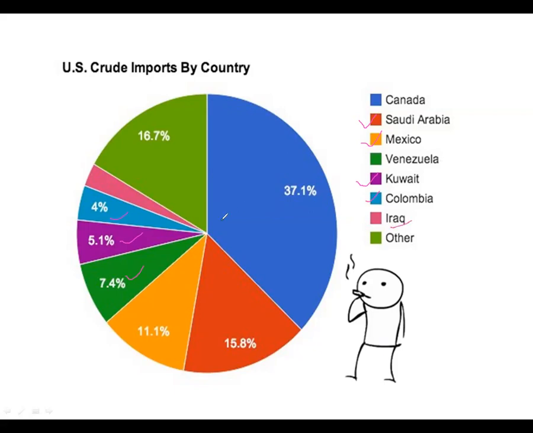Iraq has no exact figure. And then the other countries combined, any other country that you know produces crude oil, supplies the remaining 16.7%. So these are the percentages of crude oil being supplied by various countries in the world. So you see that Canada is the leading supplier to the United States, at 37.1%.